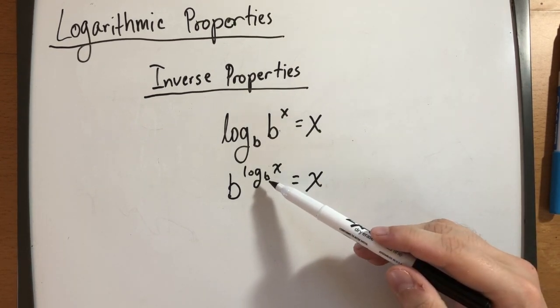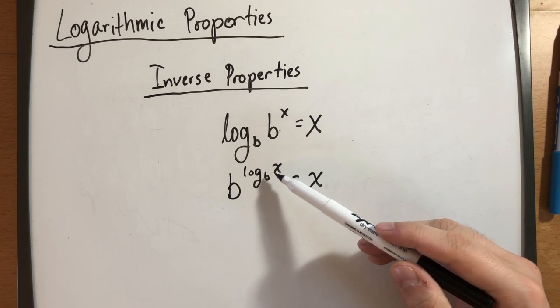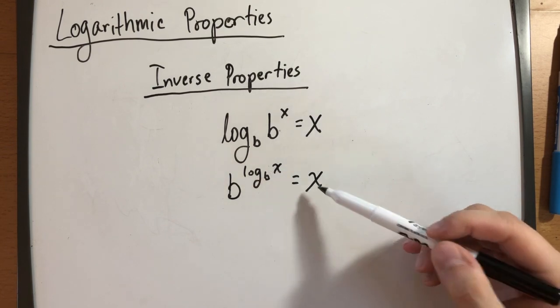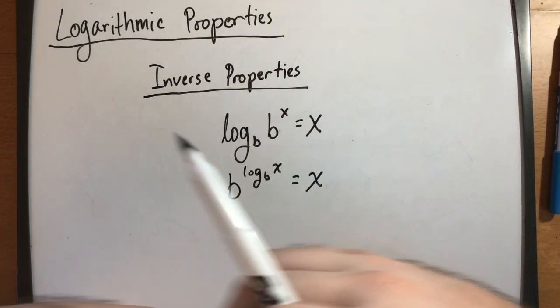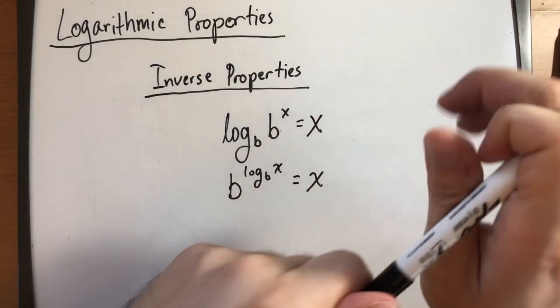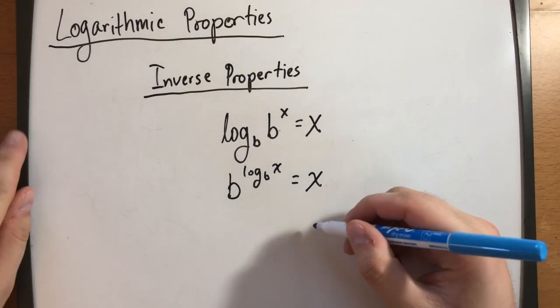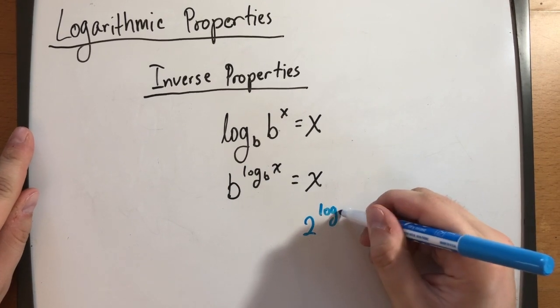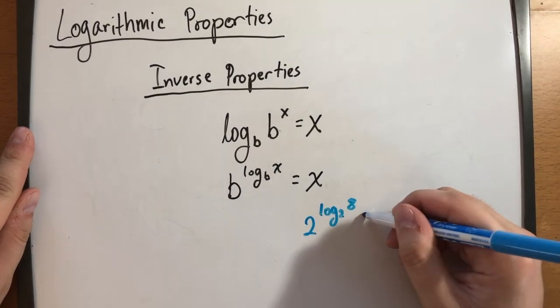Here you're solving for the exponent I need to raise b to be equal to x, and then I'm plugging that exponent right back in. I'm raising b to that exponent, and that takes me right back to x. So take, for example, this problem: 2 raised to the log base 2 of 8.